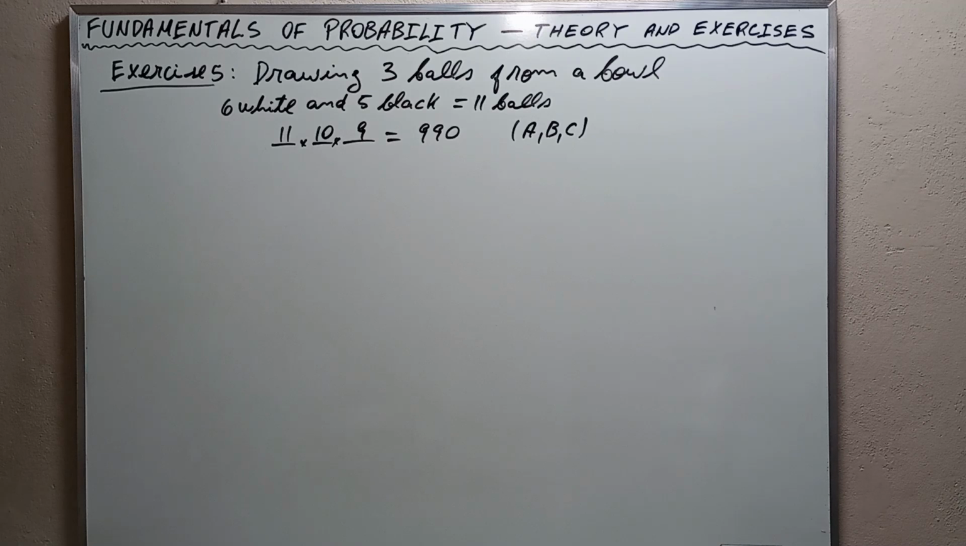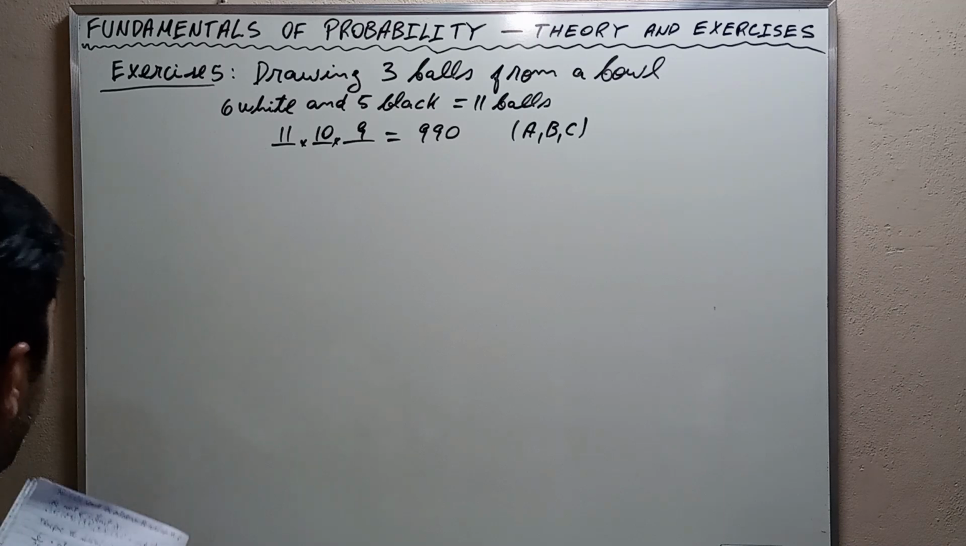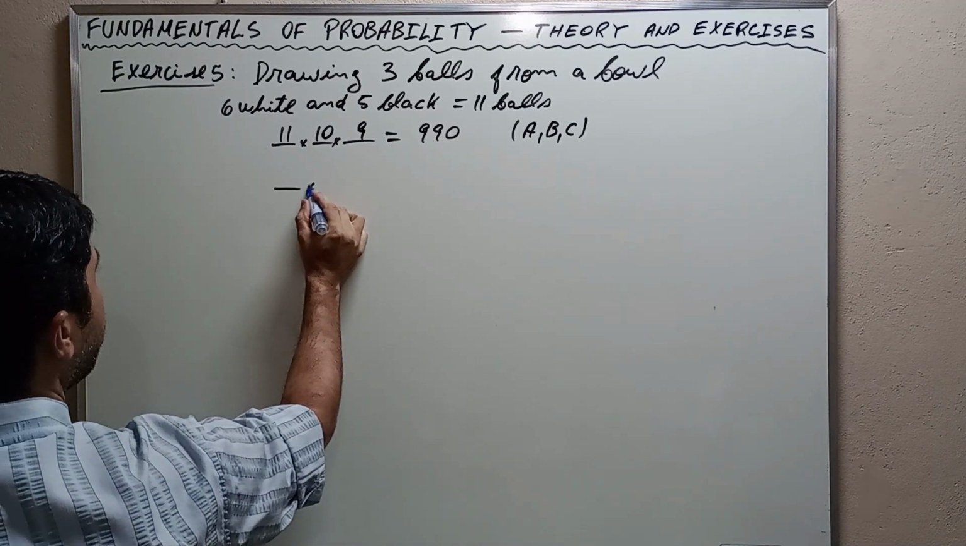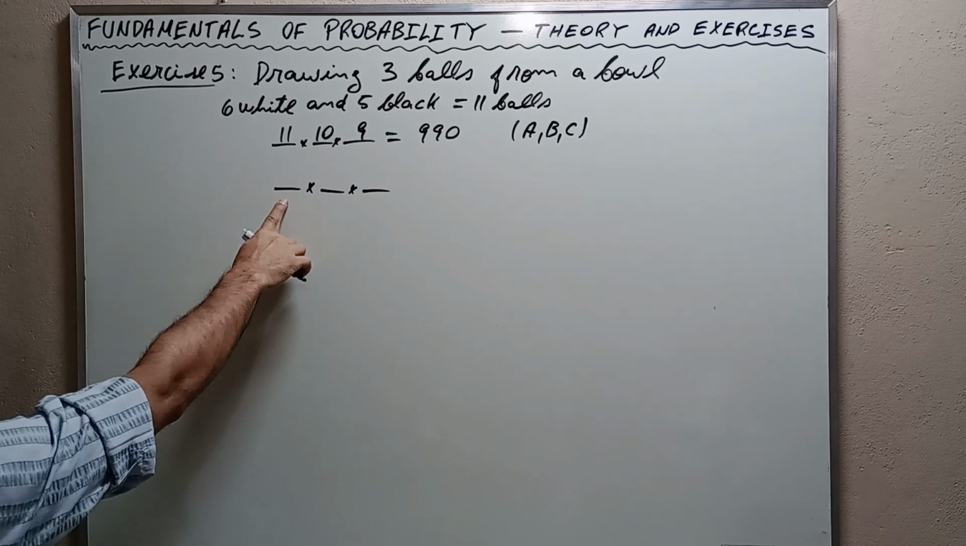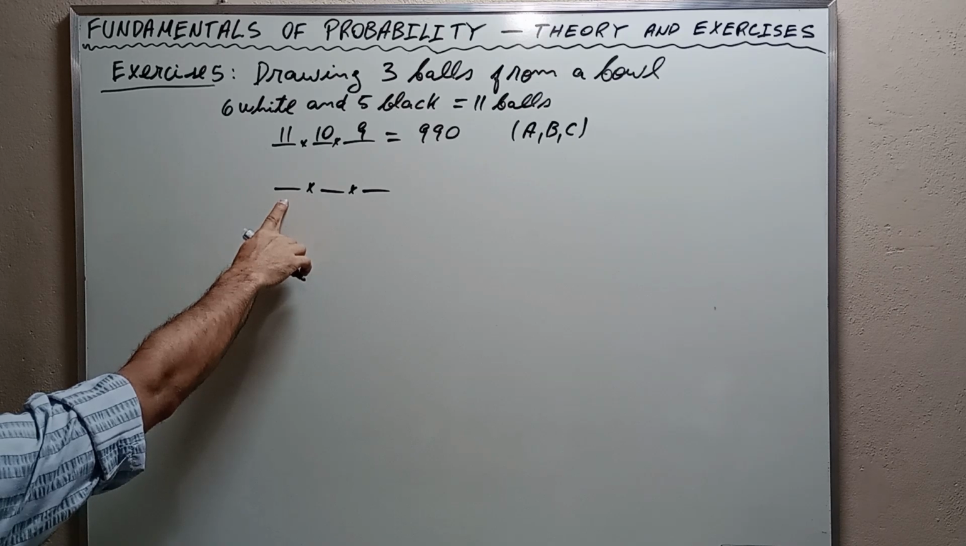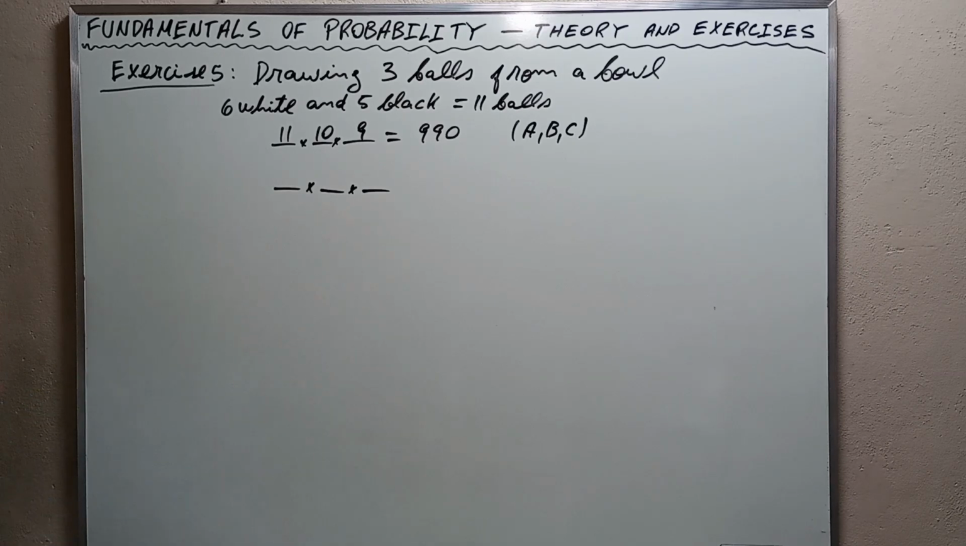Furthermore, since there are 6 white balls and 5 black balls, we want to draw, in this first position, 1 white ball and the other 2 black balls. This is the condition of the exercise. That is the question: what is the probability that one of the balls is white and the other 2 are black?